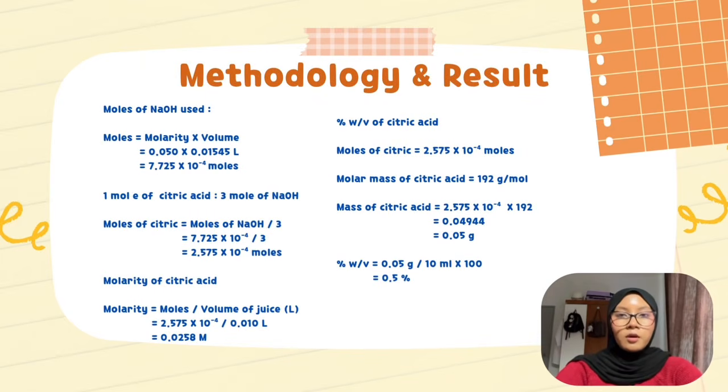Using the average volume of NaOH and its concentration of 0.050 molar, the number of moles of sodium hydroxide used was calculated to be 7.725 times 10 to the power of -4 moles.